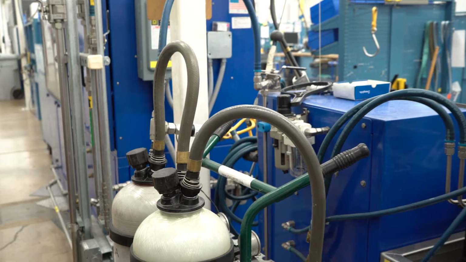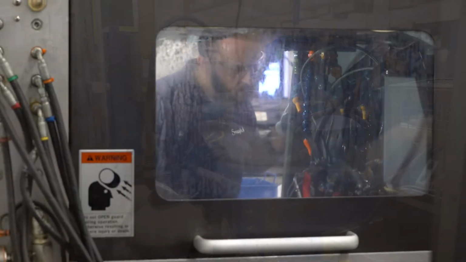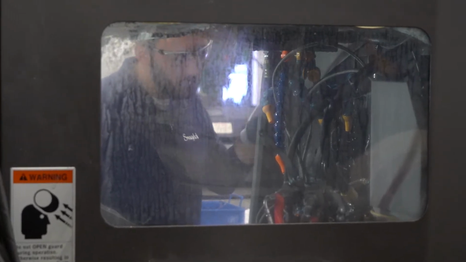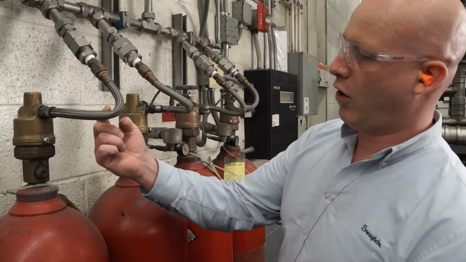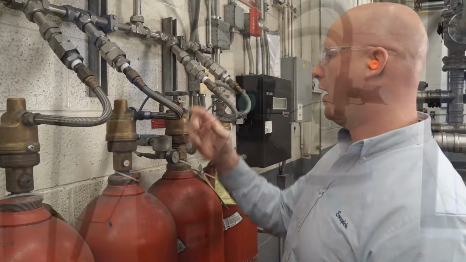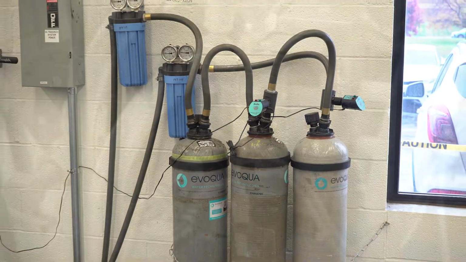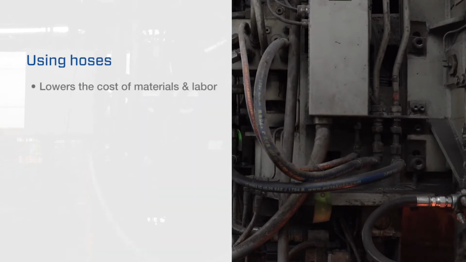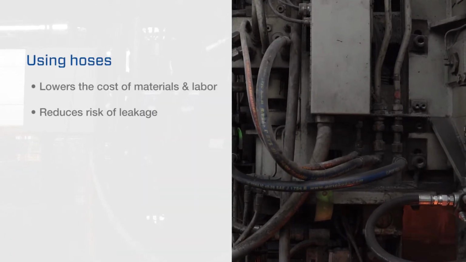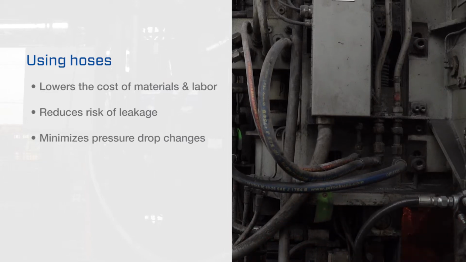In industrial fluid system applications, hoses can present an ideal alternative to rigid materials such as piping and tubing. Hose lends itself to convenient bending and routing. This enables system designers to eliminate many of the connectors required when using rigid materials, which can help lower the cost of materials and labor, reduce risk of leakage, minimize pressure drop changes, and more.